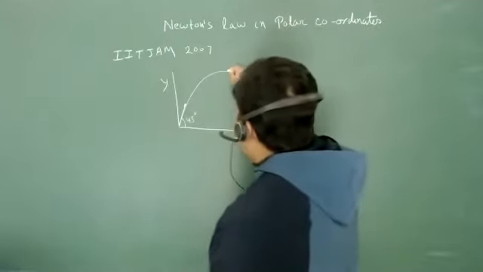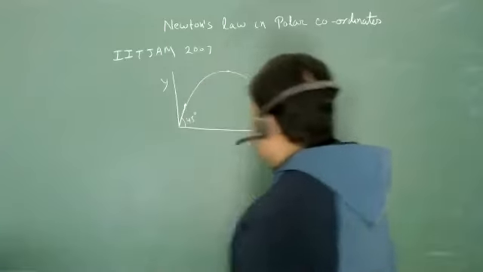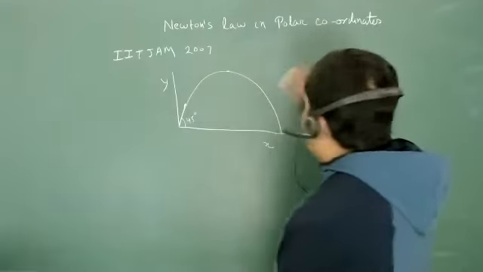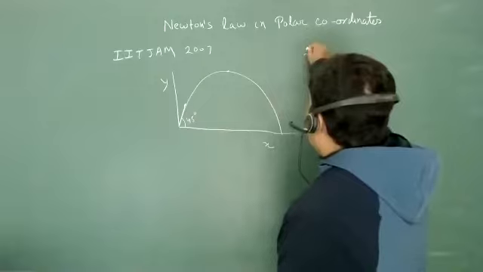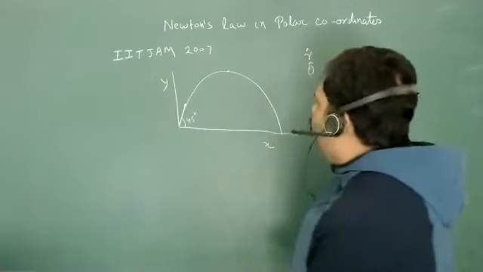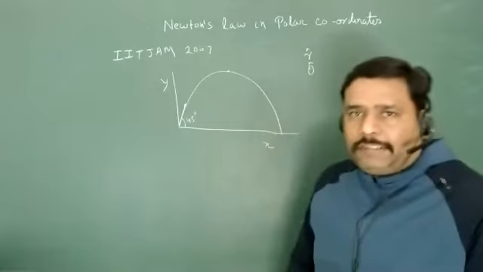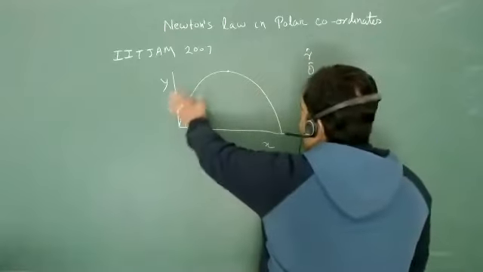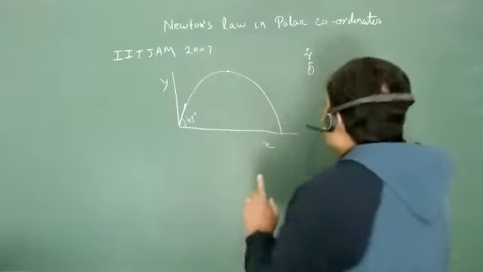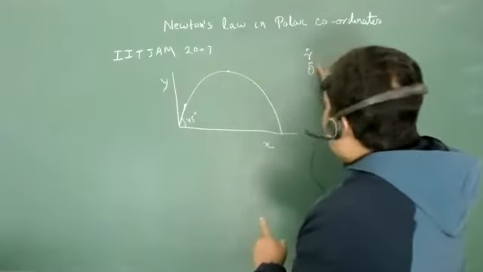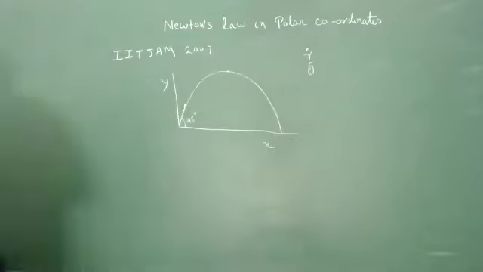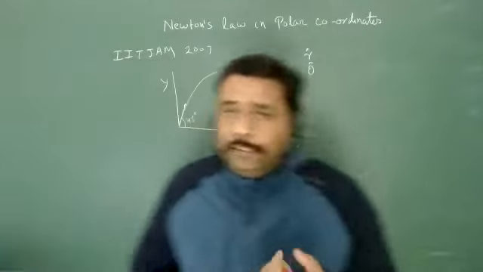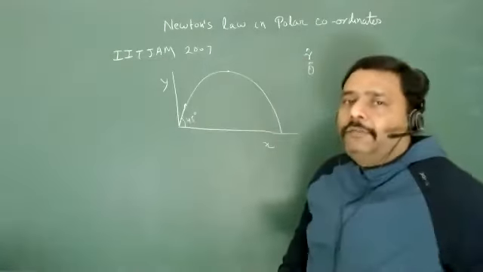They have asked, at the maximum height of this projectile, find the radial component as well as the angular component of gravitation G. This is the question. Are you getting my point? Everything is given in Cartesian coordinates, but they have asked what is the radial component and what is the angular component of G. G is the gravitation.